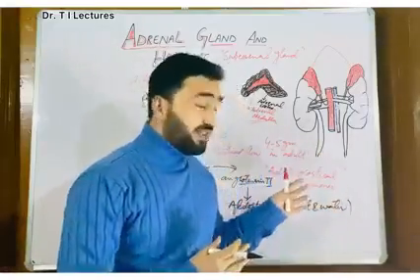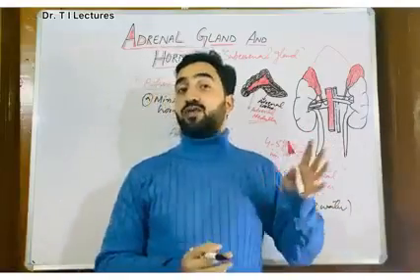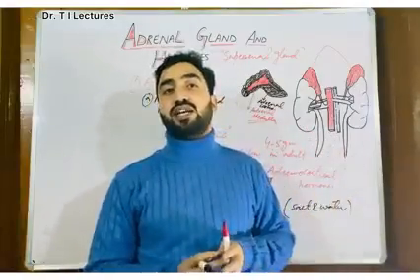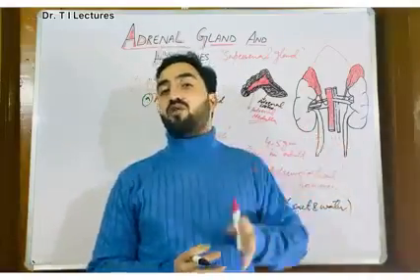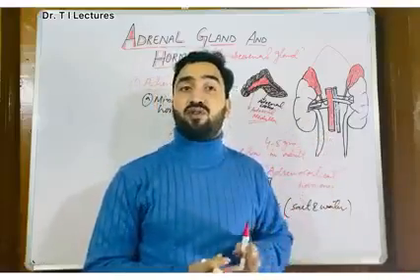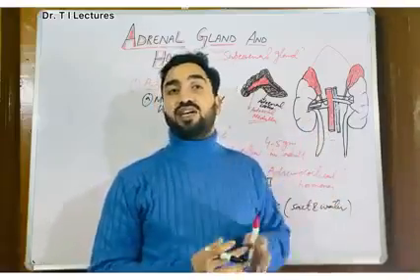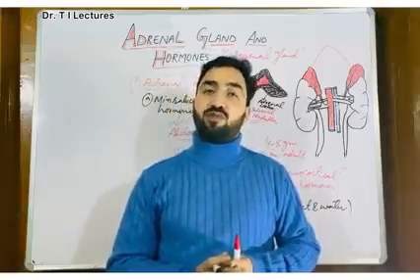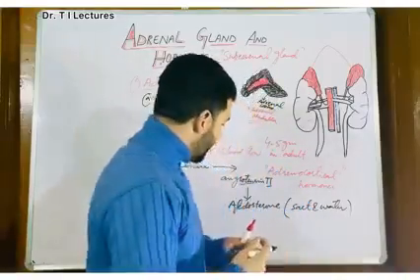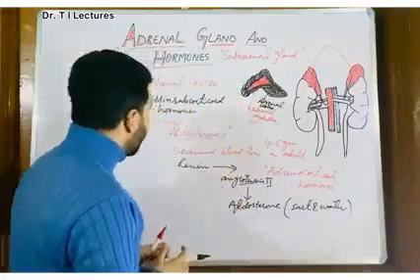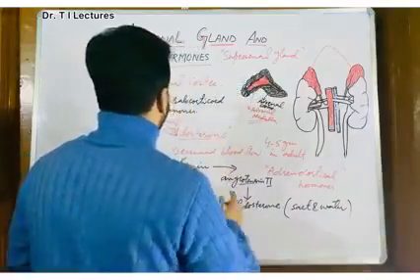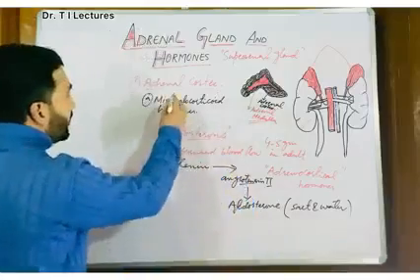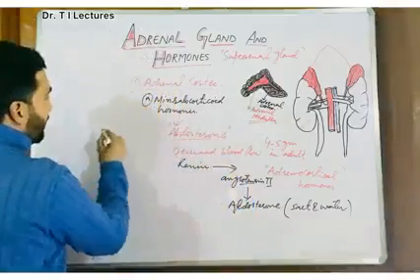So if there is no aldosterone production, what will happen? Without aldosterone, the kidney loses an excessive amount of salt, then an excessive amount of water, then it will lead to severe dehydration and ultimately low blood pressure. Got my point? So now we'll see another kind of hormone which is produced from the adrenal cortex.